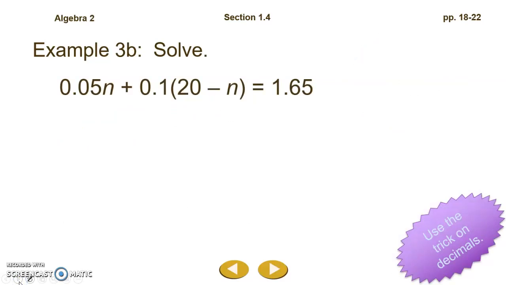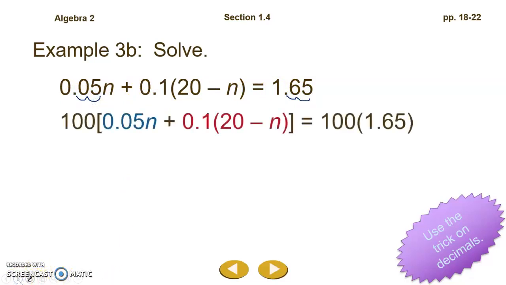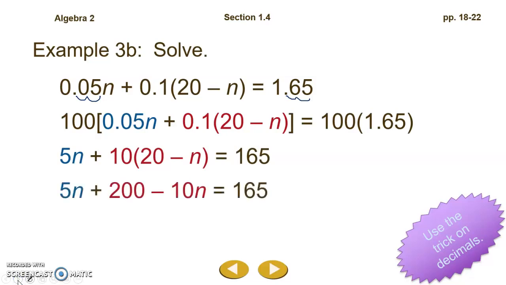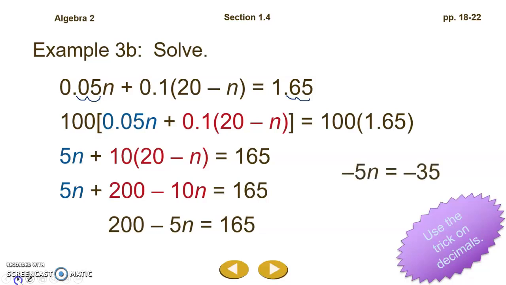All right, try this one on your own. Use the trick on decimals first to get rid of decimals. Well, I want to move my decimal 2 places. And in order to do that, I'm going to need to multiply by 100. So the first thing I'm going to do is multiply both sides by 100. Okay, when I've done that, it simplifies down to this equation, which I can then combine like terms and solve for n, and I find out that n equals 7.